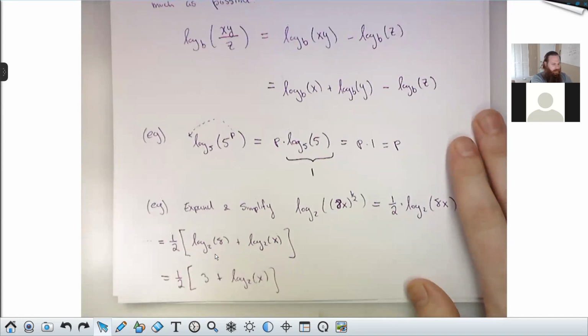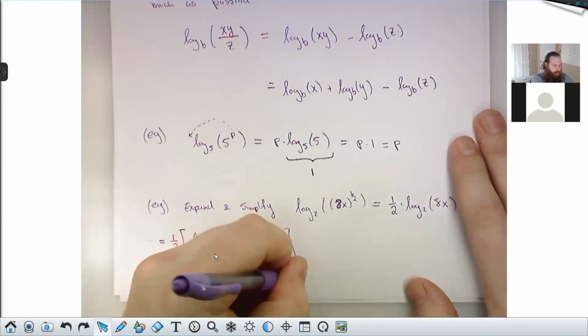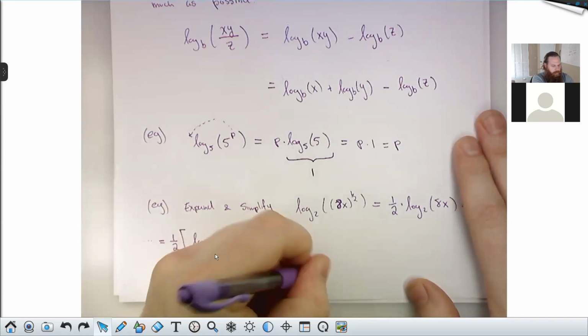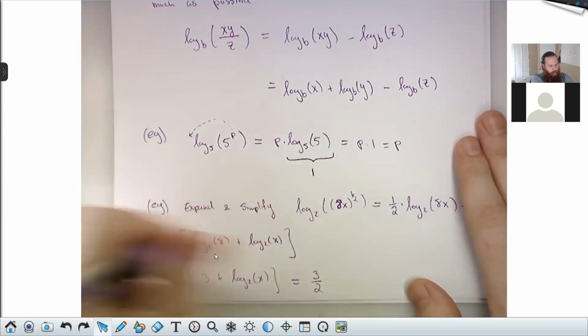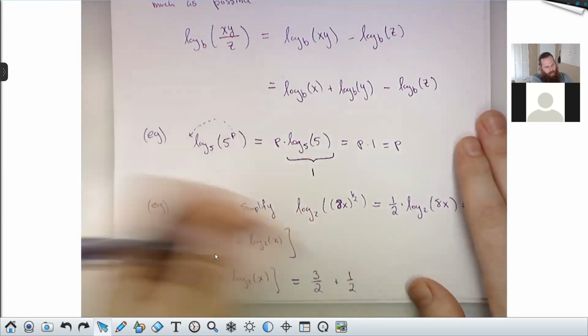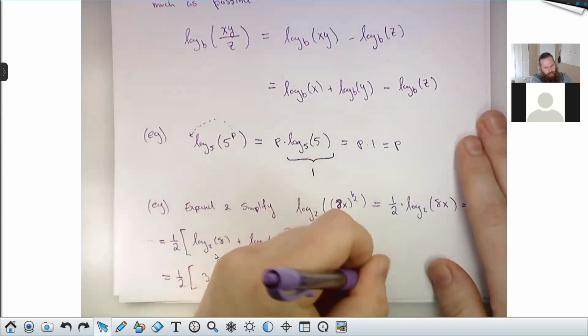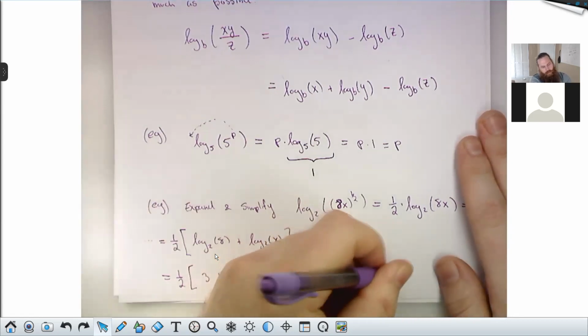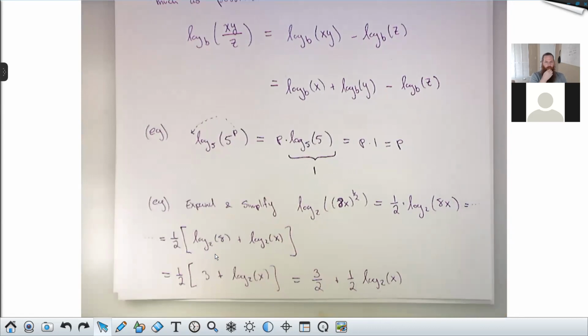And if you didn't like the brackets here, you could always distribute the 1/2. So that would be 3/2 plus 1/2 times the base 2 log of x. And it's certainly not obvious looking at this that it's equivalent to this. Not something you would just eyeball. So we need to take our time and go one step at a time.